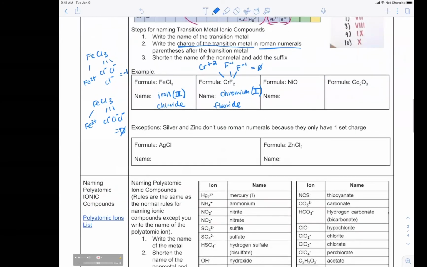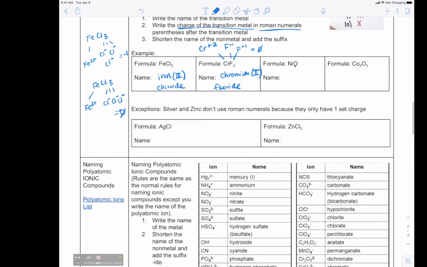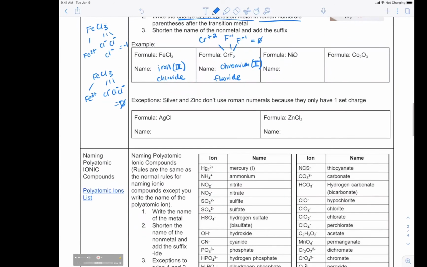Okay, so let's go over this. Nickel and oxygen. So again, I'm not even going to look at my options. I can just figure it out because I know the set charge for oxygen. So oxygen is -2, and again, everything has to cancel out to 0. Since I only have one nickel, it has to be a +2 charge, right? So since nickel is a transition metal, I would have nickel 2 oxide.